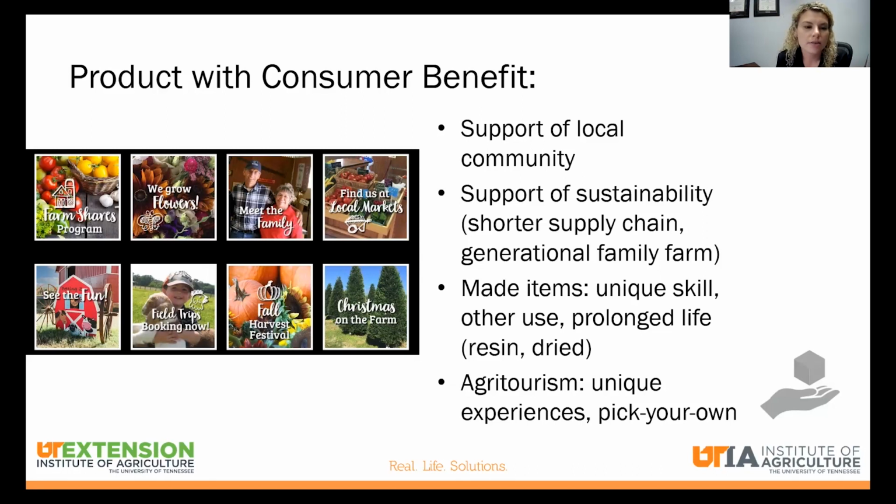You can also share about made items. So if you're making resin flower items, if you're selling dried flowers, if you are making wreaths or other items from your flowers, how is that going to prolong the life? How are they getting access to your unique skills that you possess from your background? Maybe you were a florist. Maybe you did something else before this. Maybe you took a certain class or gained a unique skill in some other way. For unique experiences, there are so many unique experiences that come into play with agritourism and cut flowers.